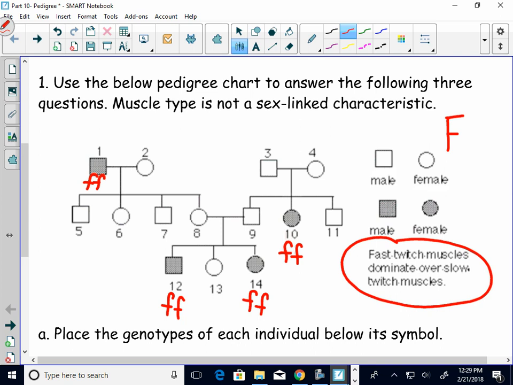All right? Now, I'm going to look right here. I know that number 2 is a capital F, right? Number 2 is a capital F. Now, is there anything here to tell me what that lady's second gene was? Is there anything that tells me that?